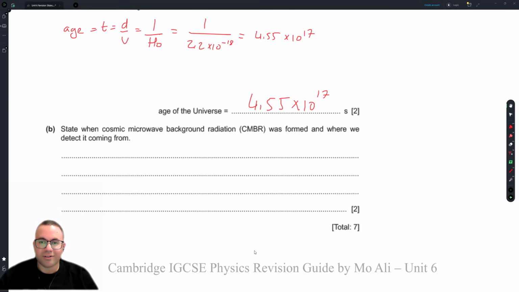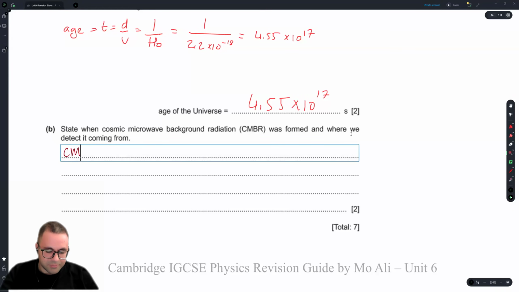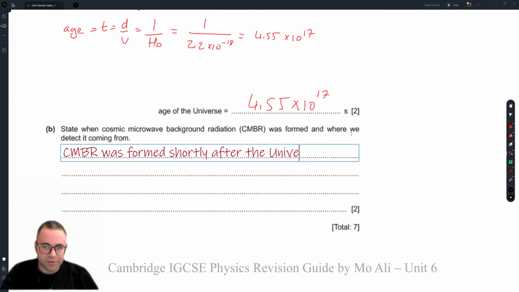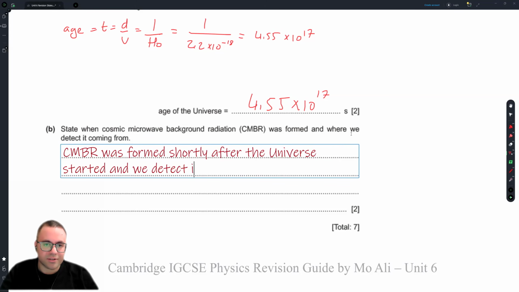Okay? CMBR was formed shortly after the universe started, right? And we detect it everywhere in space. We detect it where? Everywhere in space. Okay?